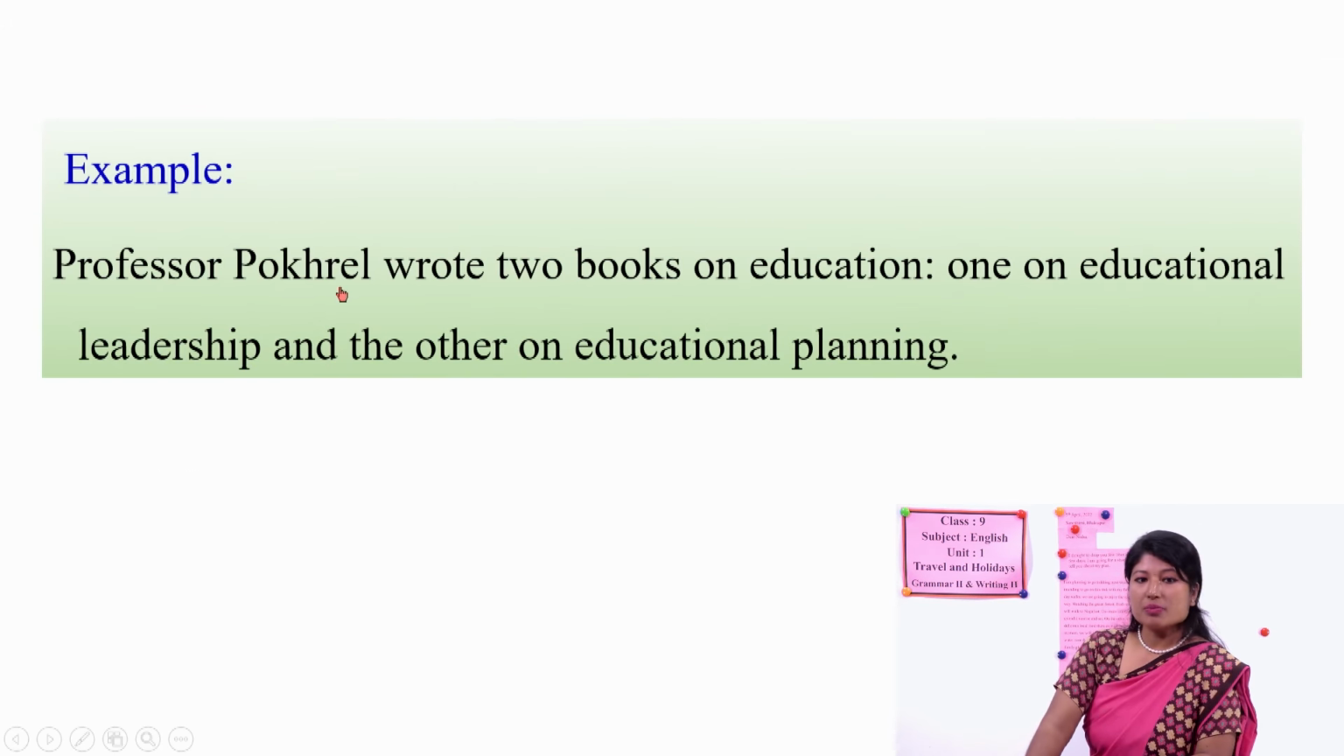Like, Professor Pokhrel wrote 2 books on education: one on educational leadership and the other on educational planning. You can see the colon here. As you can see, the first one is a complete sentence and the second one is a phrase, right? So this is for the explanation, additional information about the first sentence. One on educational leadership and another on educational planning. These are the books.